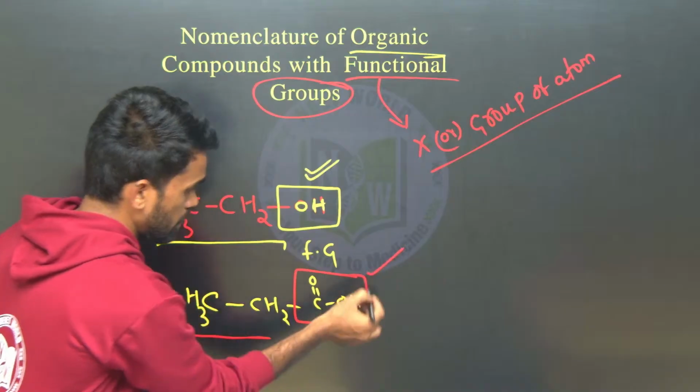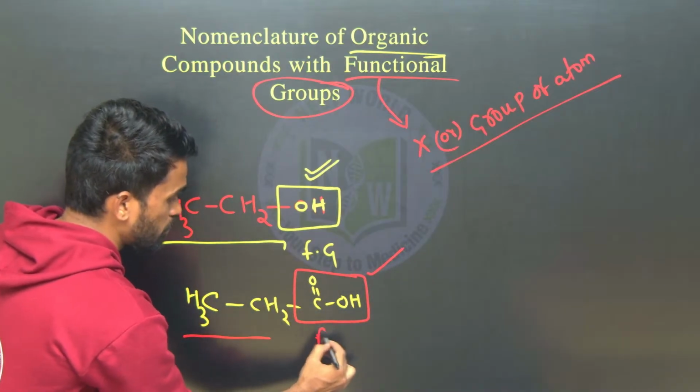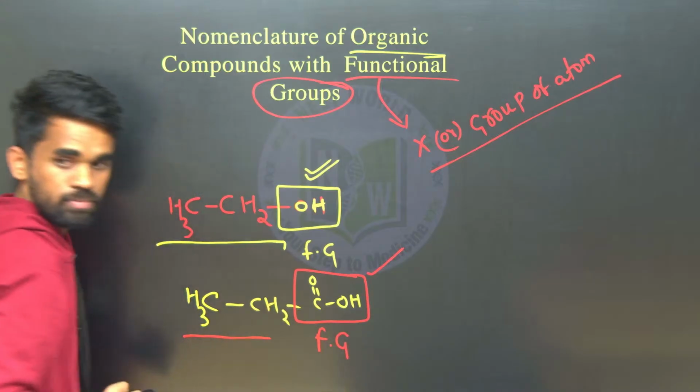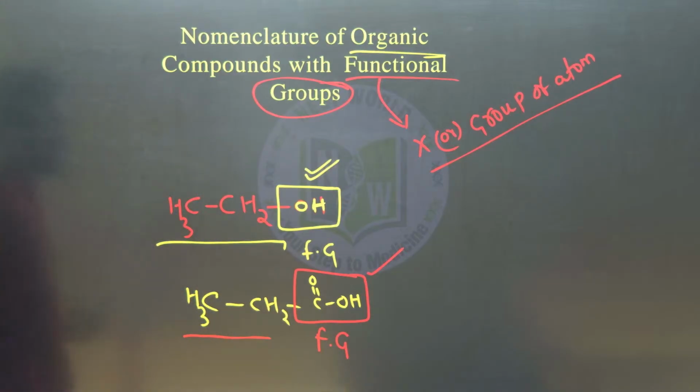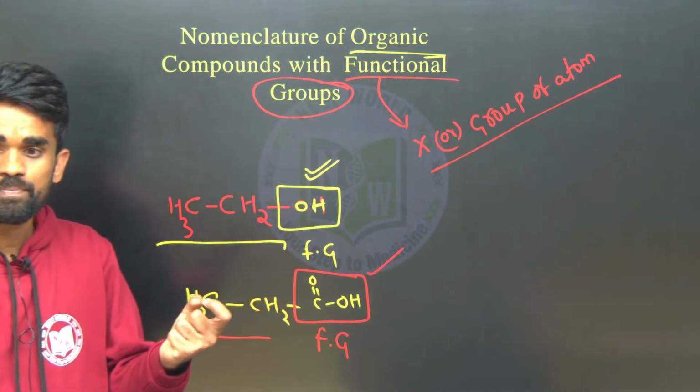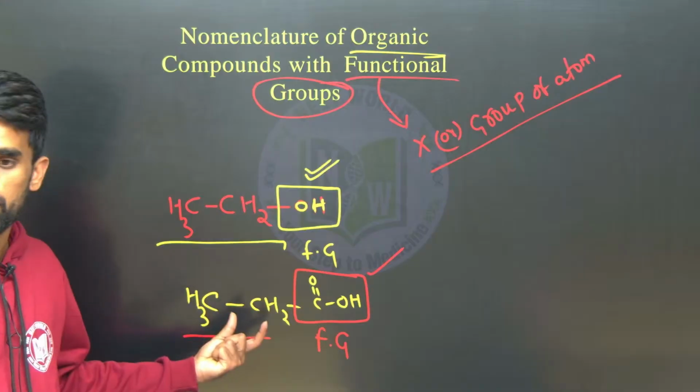So I can say this is a group deciding the characteristic property of this compound. I can say this is the functional group. Yes. Okay. So what I am saying, functional group means an atom or group of atoms which decides the characteristic property of a compound. Okay.